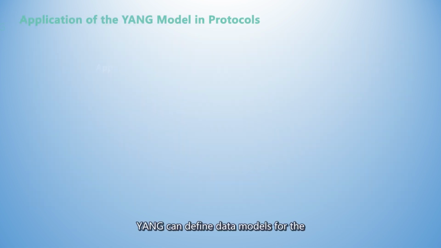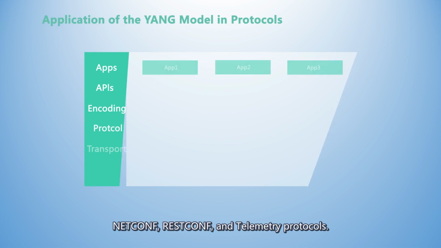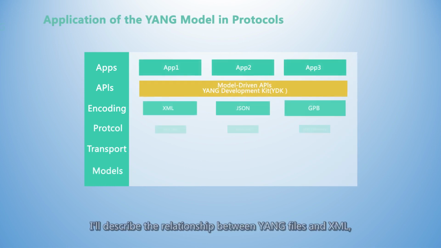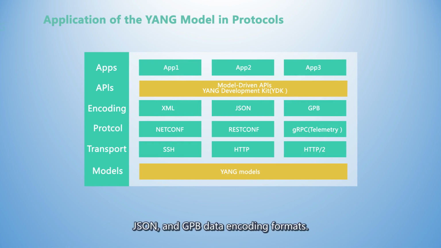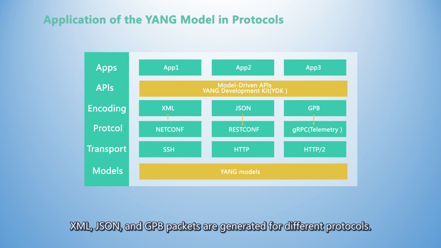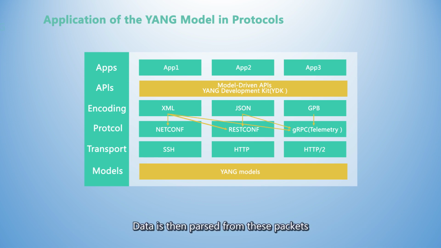YANG can define data models for the NETCONF, RESTCONF, and telemetry protocols. I'll describe the relationship between YANG files and XML, JSON, and GPB data encoding formats. YANG can be considered as a data template. After data is filled in the template on the NMS or controller, XML, JSON, and GPB packets are generated for different protocols. Data is then parsed from these packets on the device side, and specific actions are performed.